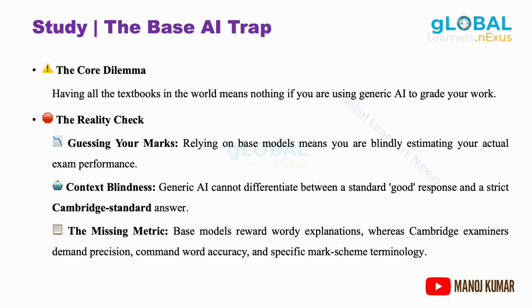Look at this. You can have all the textbooks in the world, but if you're using standard AI the wrong way, you're essentially guessing your marks. The brutal reality is that generic AI doesn't know the difference between a standard good answer and a true Cambridge standard response. Base models reward wordy explanations, whereas Cambridge examiners demand precision, command word accuracy, and specific mark scheme terminology. If you want to secure those top grades, you need a better plan.